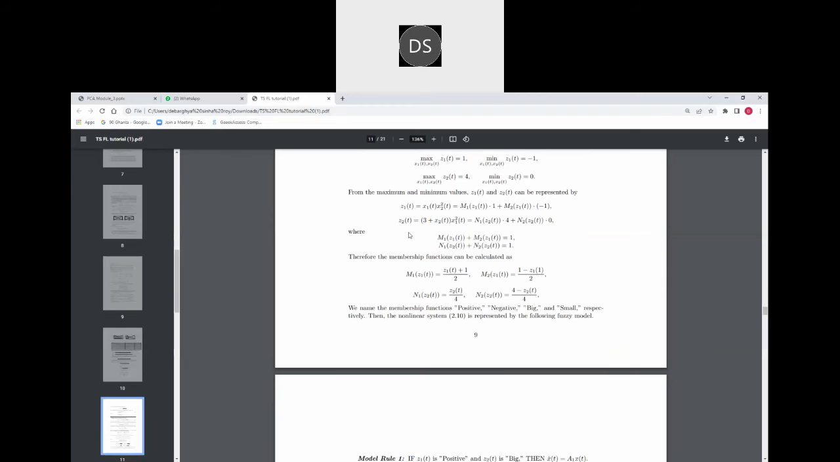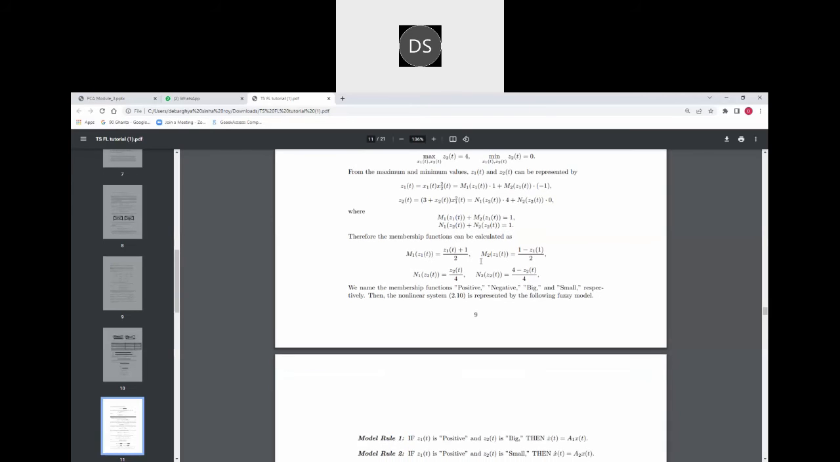So Z1 can be written as M1 into 1, that 1 is the maximum of Z1, and M2 into -1, the minimum of Z1. That is, Z1 is a linear combination of the maximum and minimum values of Z1. Similarly, Z2 is a linear combination of the maximum value of Z2 and the minimum value of Z2. So the equation is written as N1 into 4 and N2 into 0.